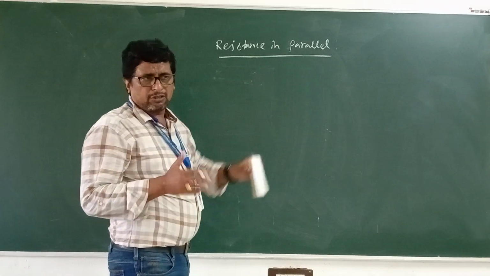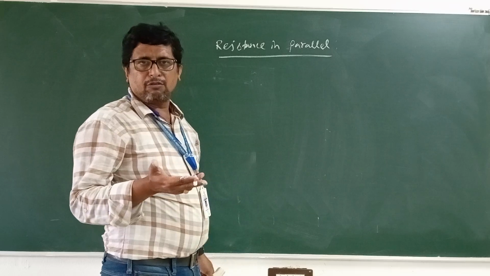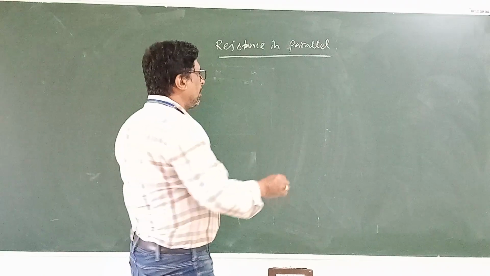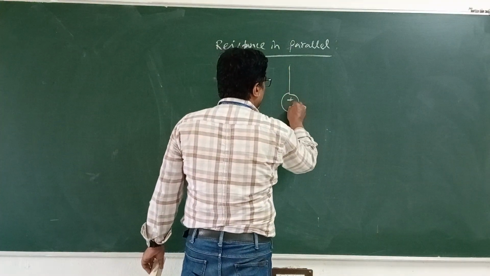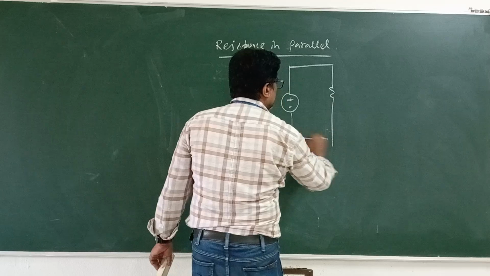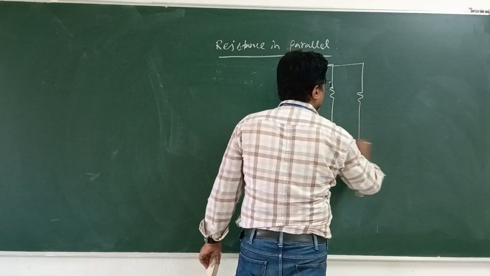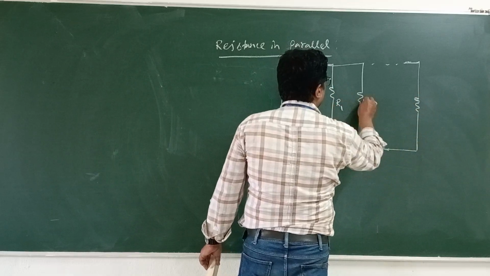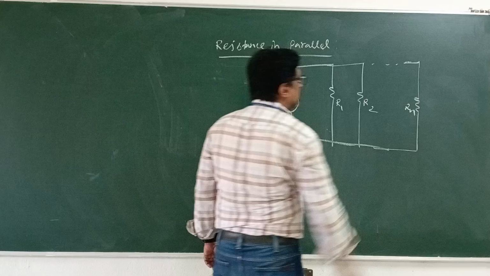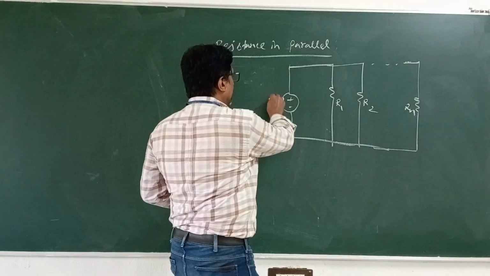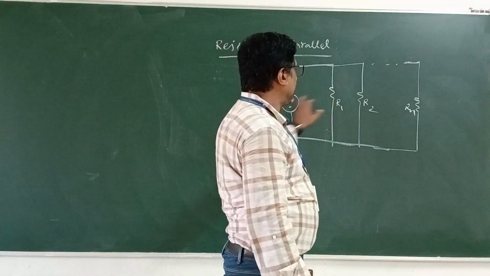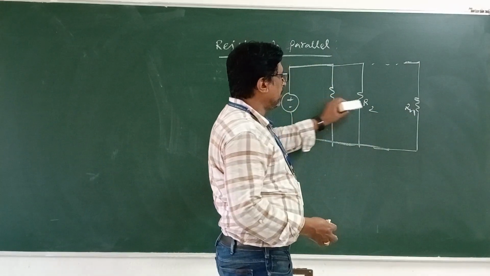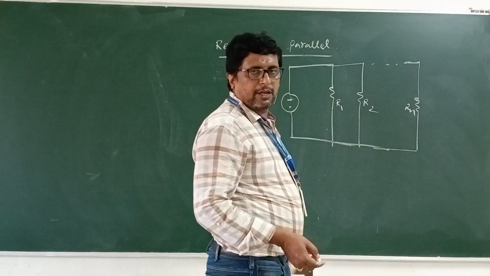Similarly, how do we know a circuit is parallel? If two circuit elements have the same voltage, then it is called parallel. So our figure will be like this one. This is a parallel circuit because the same voltage V appears across R1, the same across R2, and the same voltage appears across Rn. So R1, R2, all these circuit elements are connected in parallel.